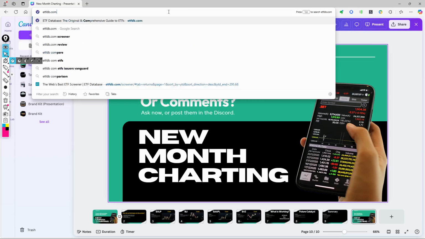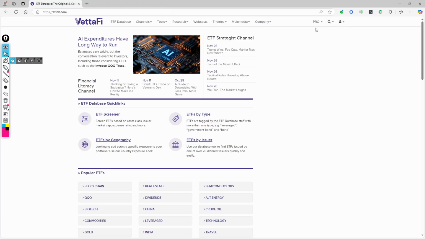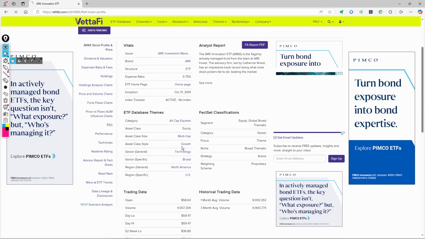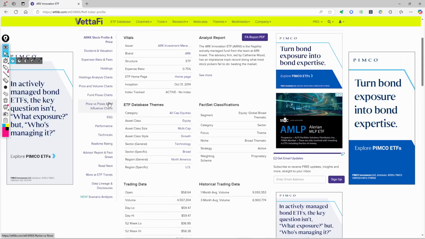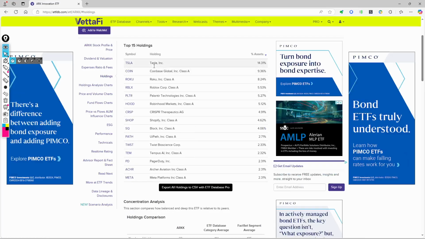If you play ARKK, I'm just taking a quick look at what actually the holdings are as of right now. I'm sure it's Tesla and Coinbase heavy, if I'm not mistaken. Yeah, so you get all of those good companies in there.